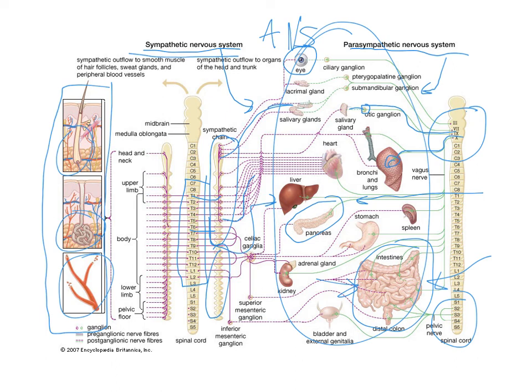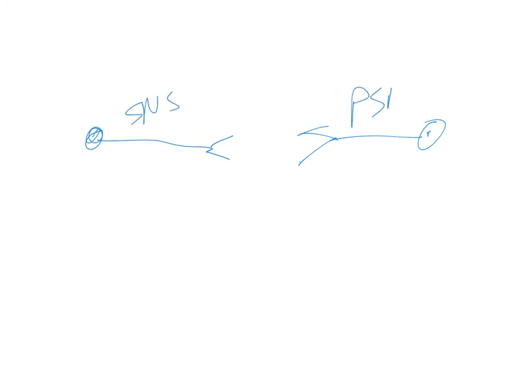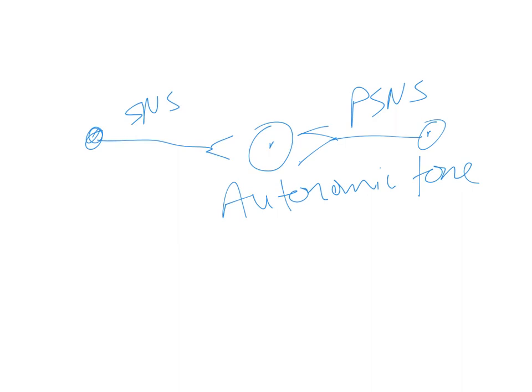And lastly, what does autonomic tone mean? Just like your own muscles have tone, like if you're alive, your muscles have tone to them. If I'm getting information from both the sympathetic and the parasympathetic at the same time on a single organ, then we have autonomic tone and this dual innervation.